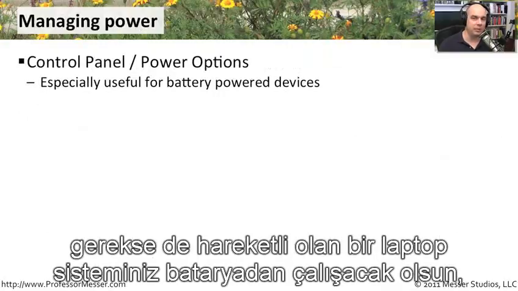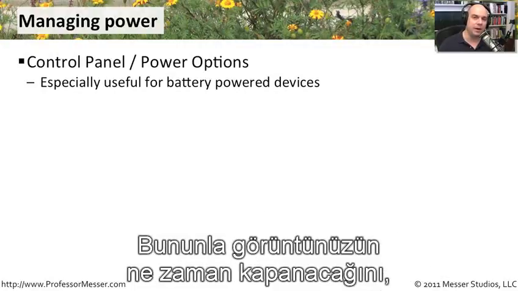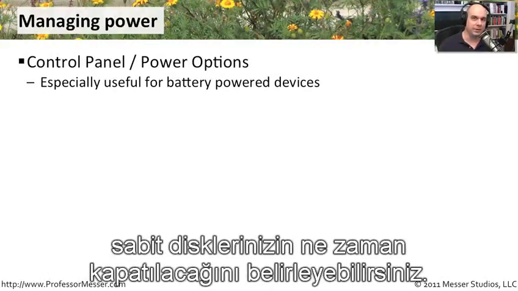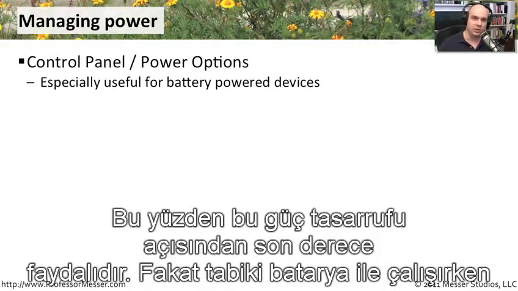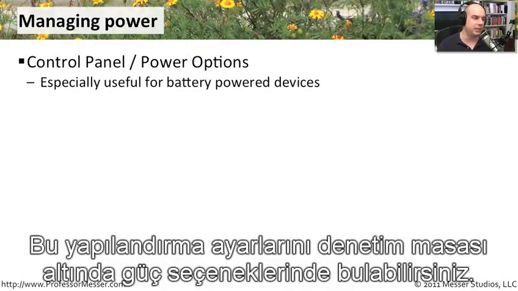Whether you're plugged into the wall on a desktop computer or whether you're on a laptop system that's going to be mobile and running from a battery, you may want to configure how Windows uses power. This is very useful. You can determine when your display is going to power off, determine when your hard drives are going to spin down. This is useful for conserving power, but of course, when you're on a battery, this could really help you quite a bit. You'll find these configuration settings under the control panel in Power Options.